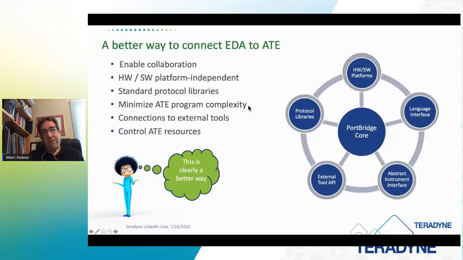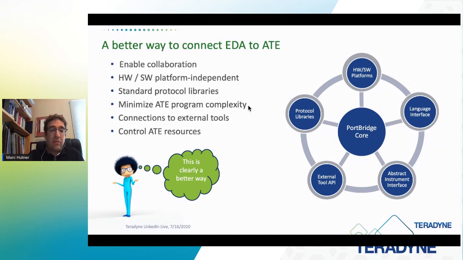So why do we need to do this? We need to do this because we need to enable collaboration, because that cycle time is very important. But in the system that we created, it's really hardware and software platform independent. So we tried to build a piece of software where we can leverage it in lots of different areas. So on UltraFlex and UltraFlex Plus, it works on both platforms, and it's actually transparent.